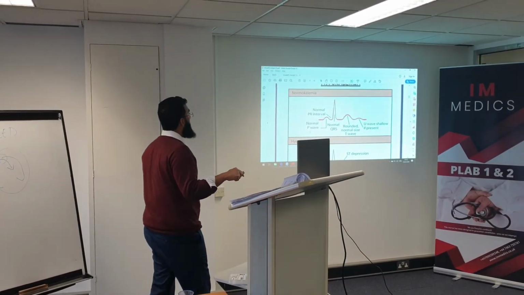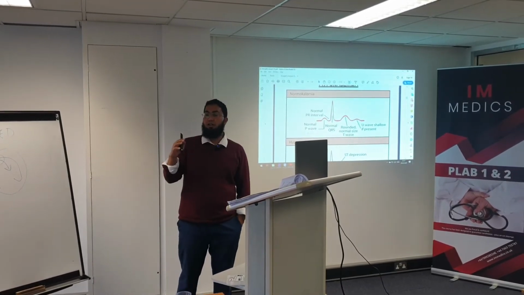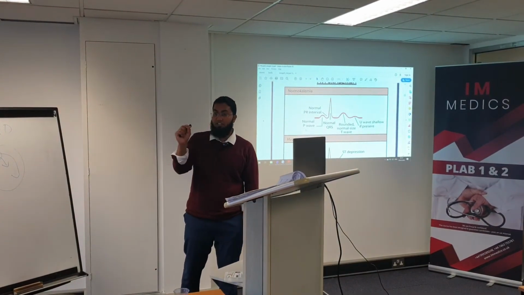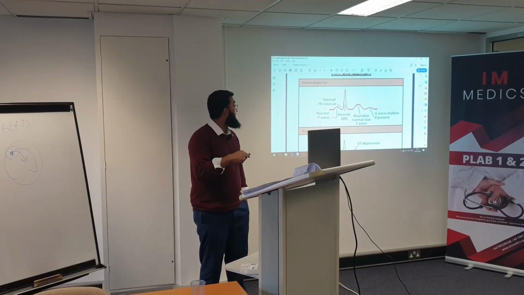So this is a U wave here. In the beginning I mentioned hypokalemia. I sort of accidentally said it's T wave inversion. It's not. T wave inversion is for ischemia. Okay. So hypokalemia is a U wave.